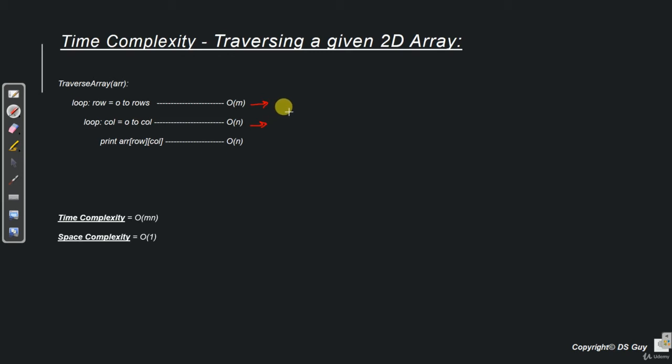Now since for each row, let's say row 0, we have to travel all the n columns. Similarly, for row number 1, we have to travel all the columns. Row number 2, we have to again travel all the columns. So we see that the column has been accessed 3 times, which is exactly the same as the number of rows, which is 3. So the time complexity becomes 3 times n.